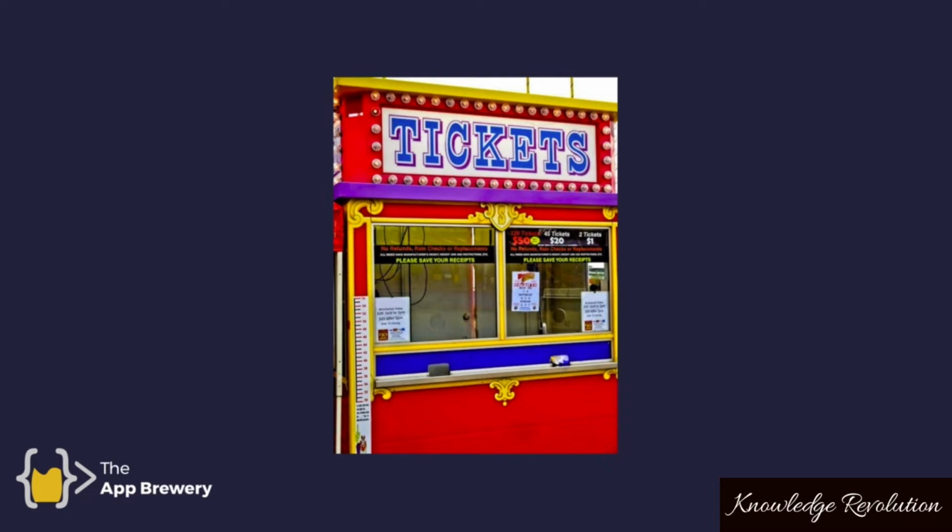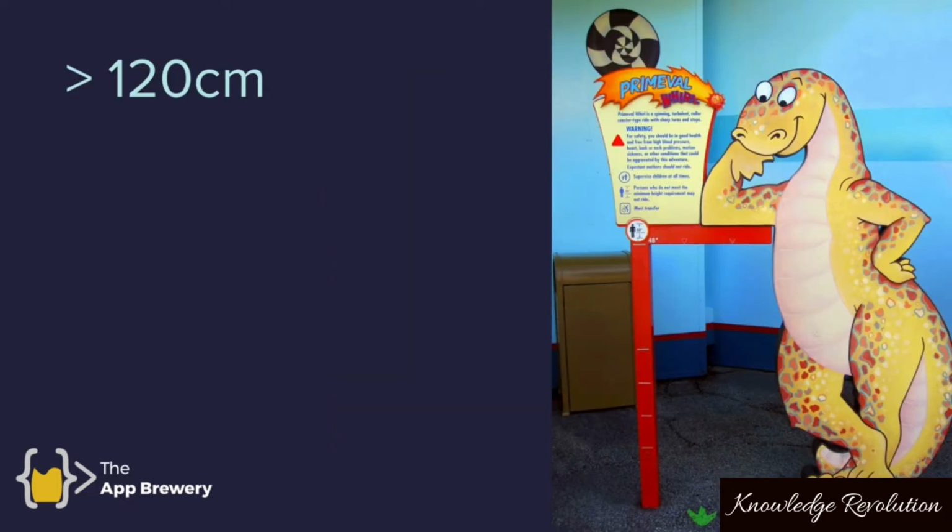Now, let's say that you've gotten a job at a theme park, and your first job of the day is to write some code that replaces the ticket box. Now, there's a couple of things that you'll need to think about. Firstly, in order for somebody to actually purchase a ticket to go on the roller coaster ride, they will need to be over 120 centimeters. So we have to check what their height is, because if they're too short, then we won't be able to sell them a ticket anyways.